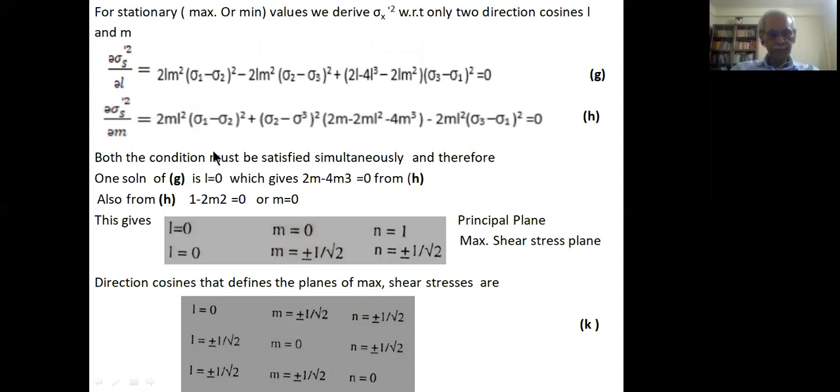Now, as I said before, there is no need to differentiate with respect to all the three direction cosines because there is a relation between the three. So if you do only two, that will be satisfied. So we first take L and M and we differentiate with respect to L and M. So del sigma S square by del L.